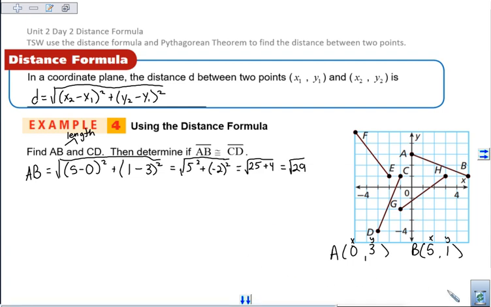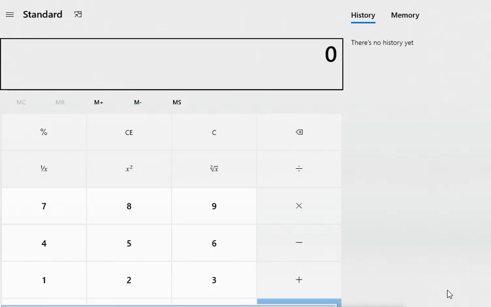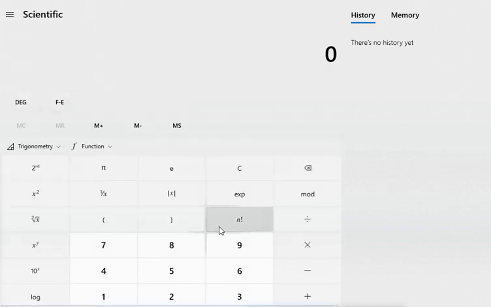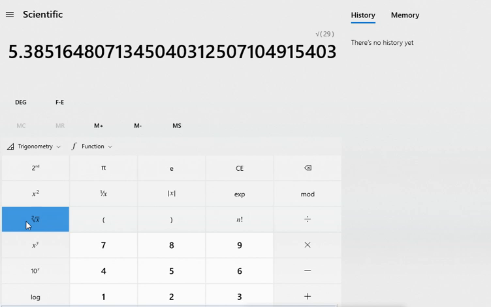And then we can go to our calculator, and if you just have a 4 function, type in 29, and then the square root sign, which means I need my scientific calculator up, so 29, and square root. We're rounding to the nearest tenth, so notice that there's an 8 after the 3, so we're rounding up, so that's 5.4.